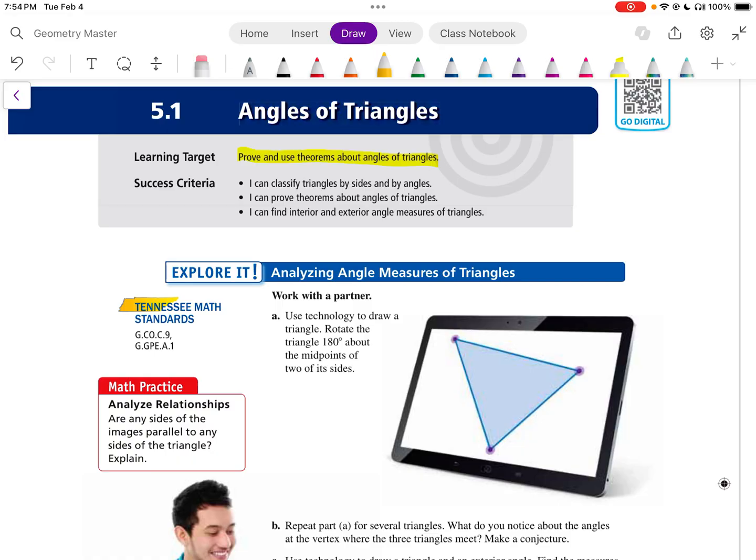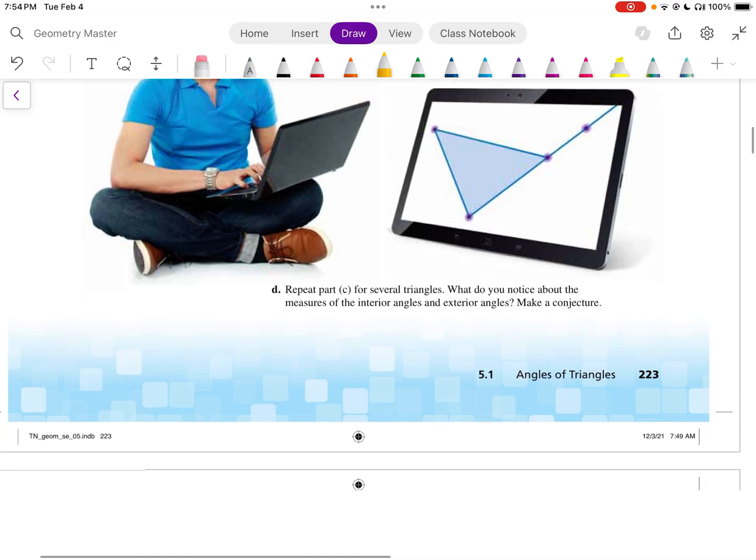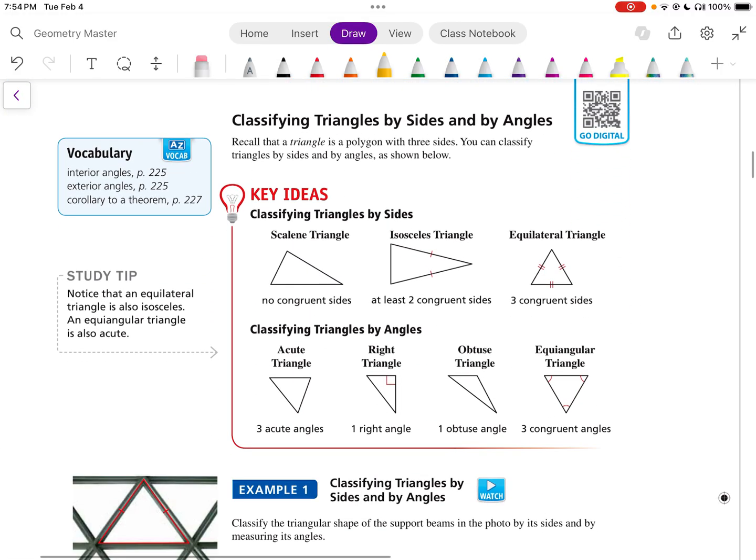You will know that you have met the learning target if you can classify triangles by their sides and their angles, prove theorems about the angles of triangles, and find interior and exterior angle measures of triangles. Those exterior angles are something we haven't dealt with before geometry, so that will be brand new. All right, let's scroll a little bit. Most of this should be review.